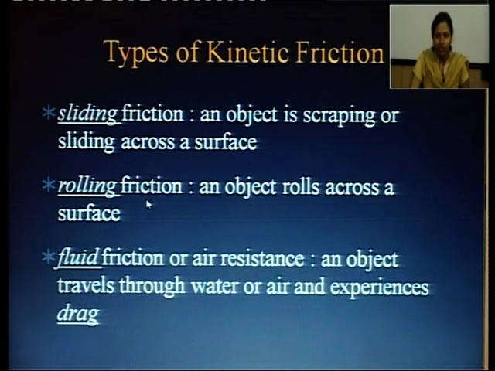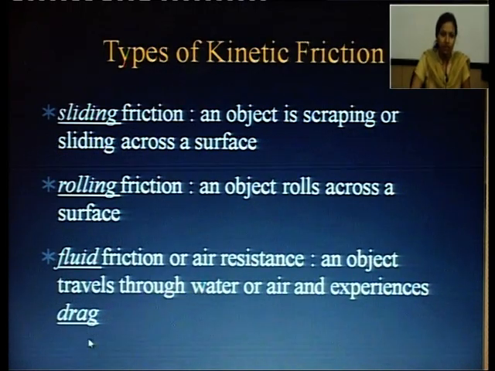Second is rolling friction. An object rolls across a surface, like tires moving on the surface. That type of friction is called rolling friction. Then there is fluid friction or air resistance. An object travels through water or air and experiences drag, some friction. Drag means friction in the opposite direction to the motion.